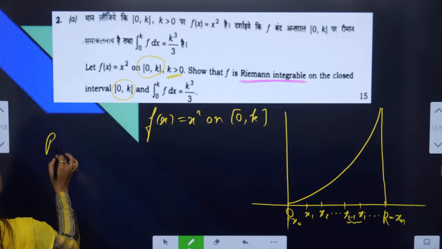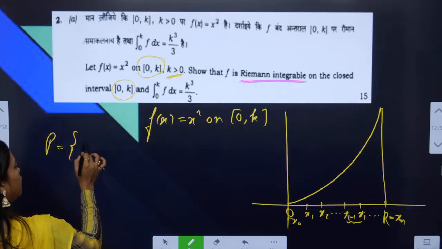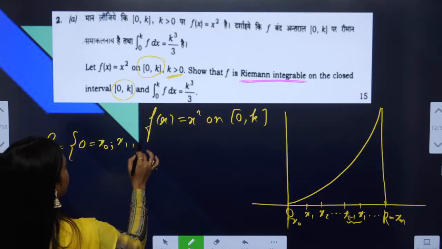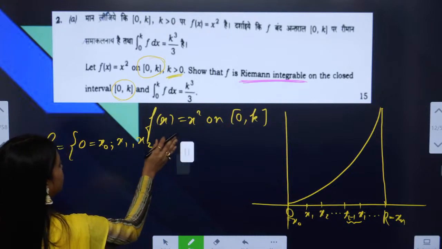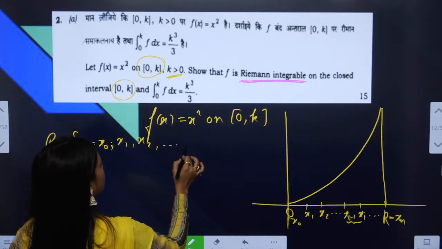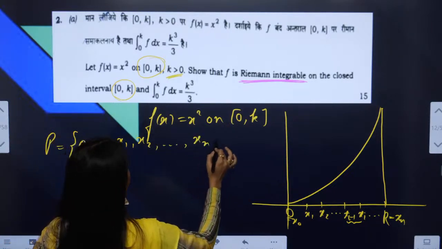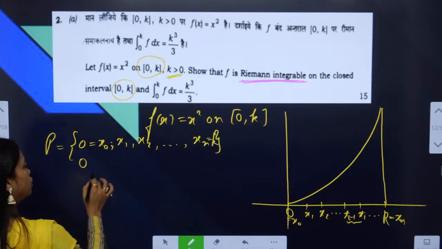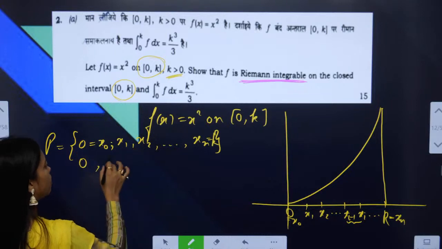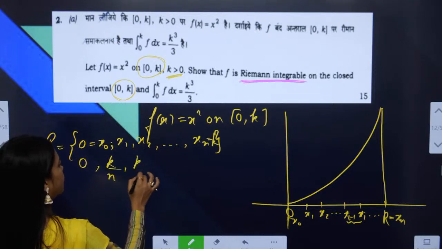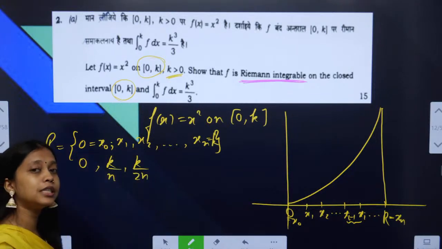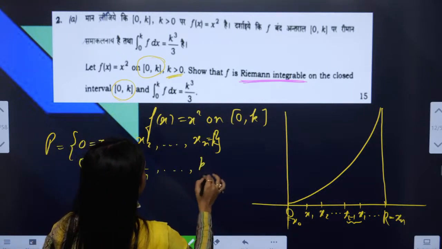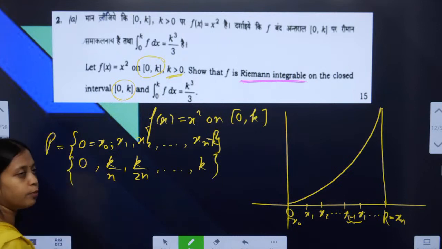So, P equals 0, which is the first one, x naught. Then we have x1, x2 and so on till xn, right. This is k. So, basically it becomes 0, then we have k minus 0 by n. So, it becomes k by n, 2k by n, subintervals each of equal length. Okay. At the end it is k. This was the partition.